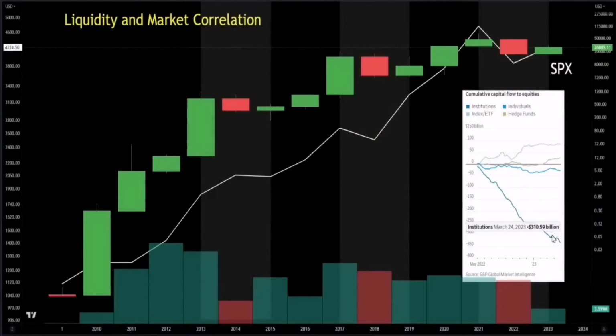You got a liquidity chart. Should we pop that up? Now that we know how. Please. There you go. Liquidity and market correlation.